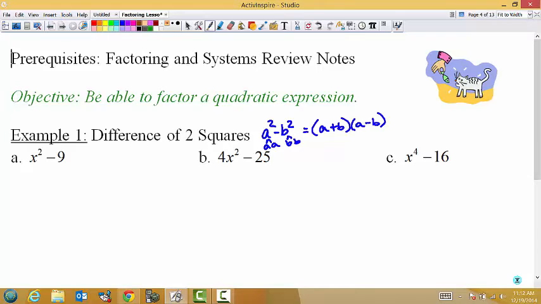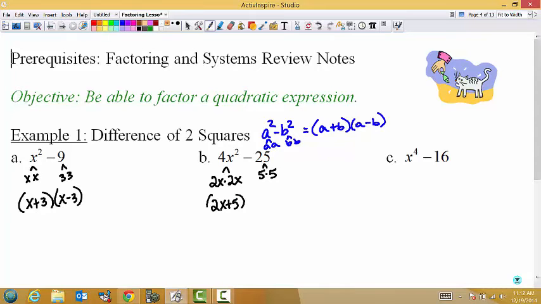So let's look at x squared minus 9. That's x and x. And 9, the square root of 9 is 3 and 3. So it factors into x plus 3 and x minus 3. 4x squared minus 25. That's 2x times 2x. And 5 times 5. So it factors into 2x plus 5 and 2x minus 5.